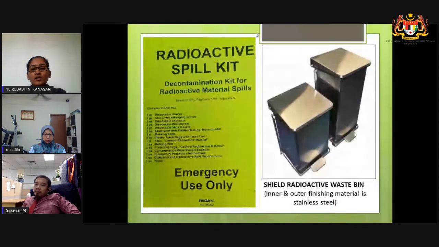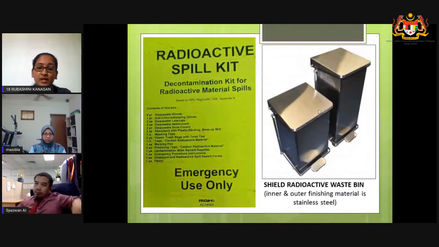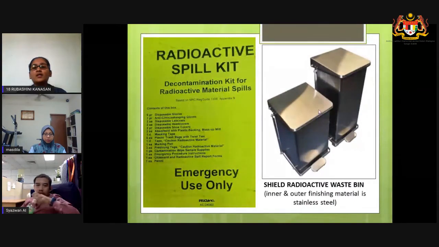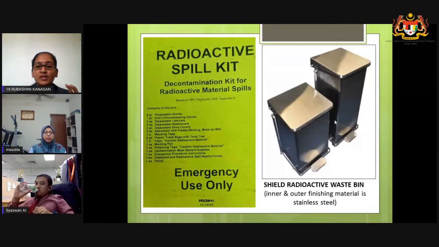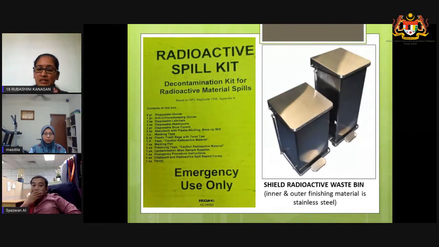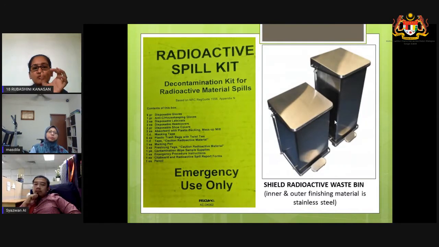Okay, so here I show a shield radioactive waste bin. The inside material is lead, and the inner and outer finishing material is stainless steel, so it is coated with stainless steel. But still, the lead thickness is very thick, because we dispose of waste from radioactive material.